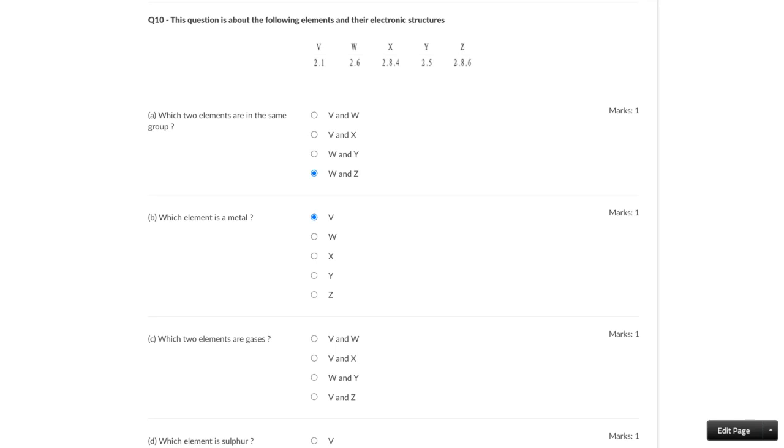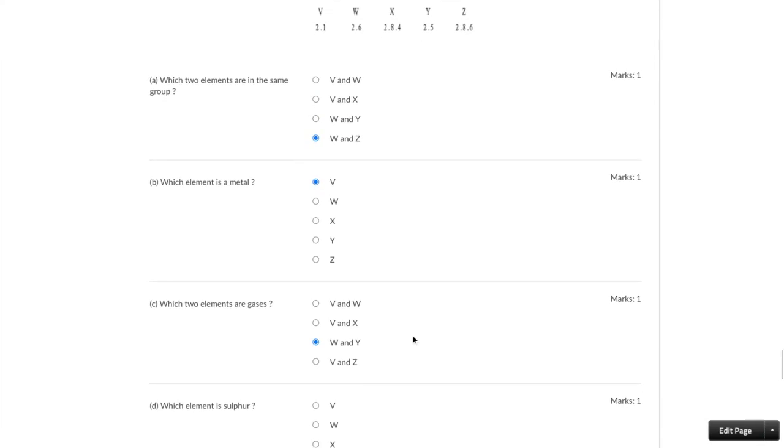Two elements are gases. You're going to need to work out what the substances actually are within the periodic table, so if you look at the electronic configurations, work out whereabouts they are in the periodic table. V, as we've said, is a metal. This one is lithium. W is a 2,6 configuration. This is oxygen. 2,8,4 is silicon, which is a solid. Oxygen, obviously, W being a gas, that's one of the answers. Y is nitrogen, 2,5, and Z is sulfur, which again is a solid. So the two gases are oxygen and nitrogen. So that's W and Y.